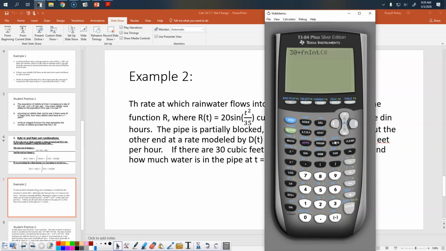Now it's important to remember which one was rate in, which one was rate out, right? We typed rate in first, so that's going to be y1 minus rate out, which was y2. So vars, y variables, 1, y1 minus y2. Repeat the same process. Okay. And then comma for me and Andrew here. X, comma, and we're going from what to what? 0 to 5. And then enter.